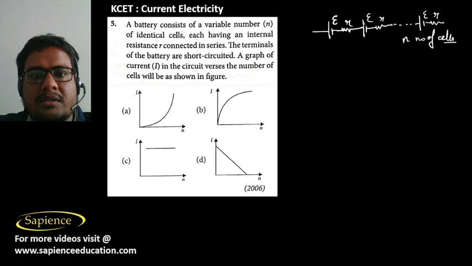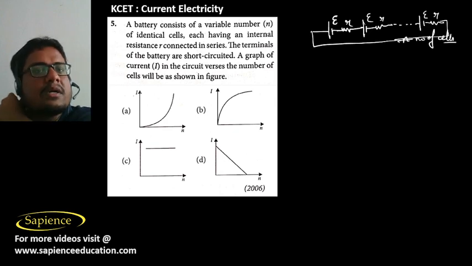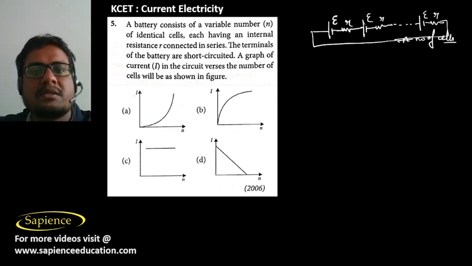The terminals of the battery are short circuited. A graph of the current I in the circuit versus the number of cells will be as shown.